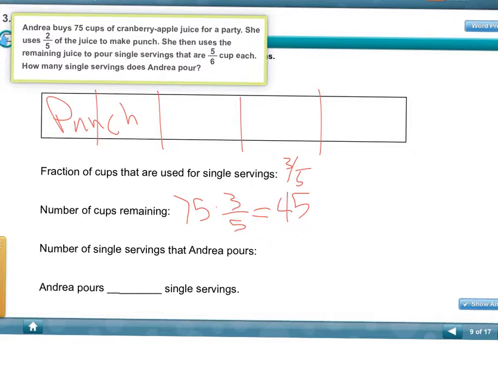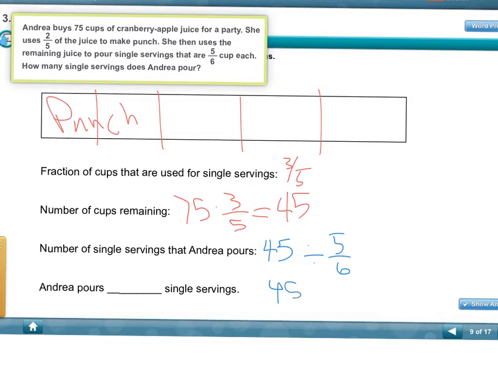So now the question is, she's going to be pouring some single servings. She's going to be serving just plain cran apple juice besides the punch into single serves that are 5/6 of a cup each. How many of those servings is she going to be able to have? Well, we're going to take these 45 cups of cran apple juice, and we want to know in how many 5/6 cups we can divide it.